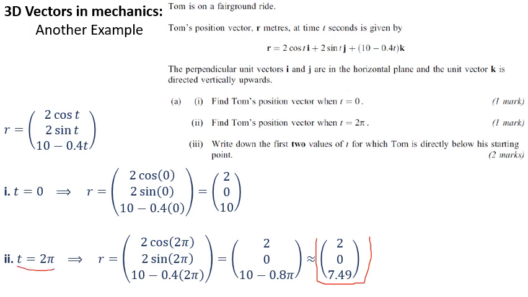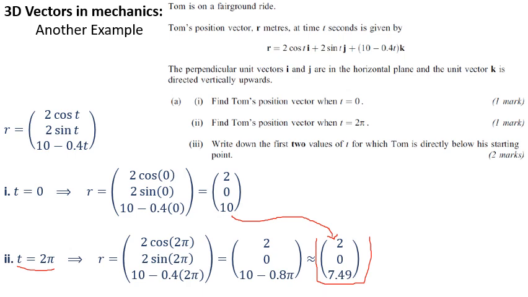The i and the j components are identical, which means that he's in the same position on a map, let's say. But if you were to look at where he is in reality, 2, 0, 10 is a little higher than 2, 0, 7.49. Because by the time we get to this second one, after 6.3 seconds or thereabouts, after 2 pi seconds, then the position of Tom relative to his previous position is about 2.5 meters below. And if we wait for another cycle, we'll get right back to the same place.